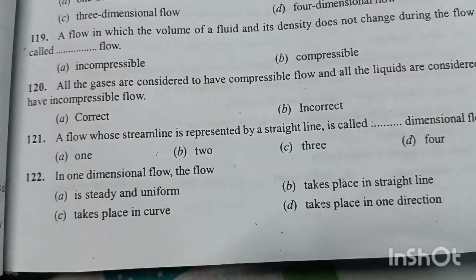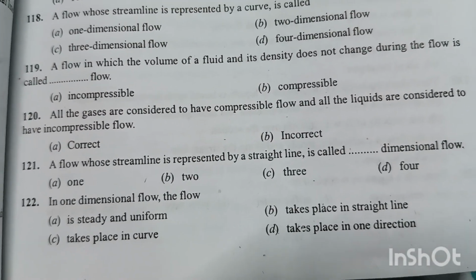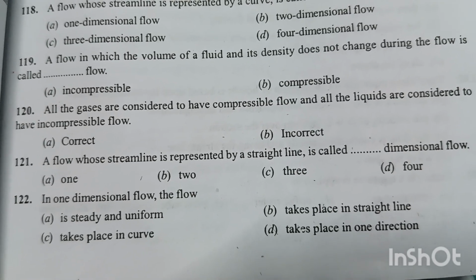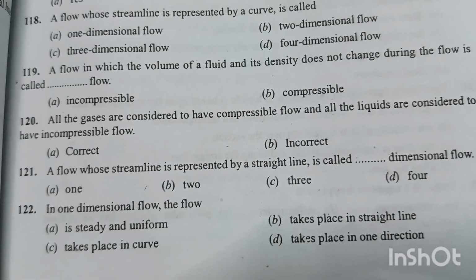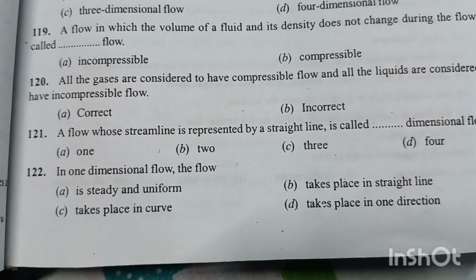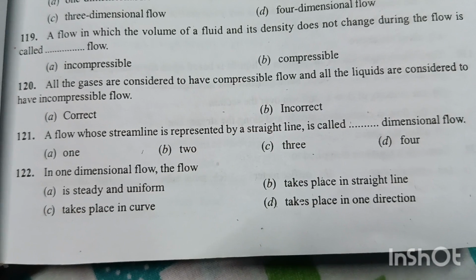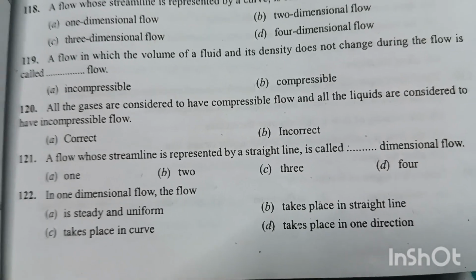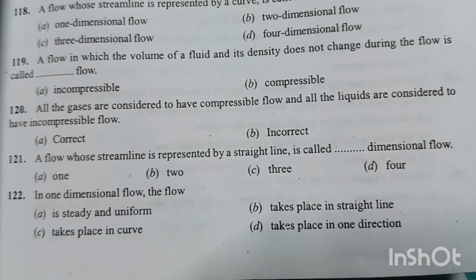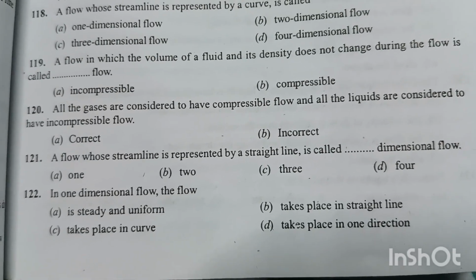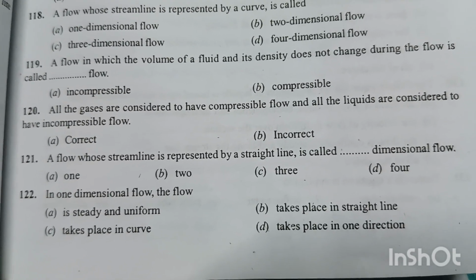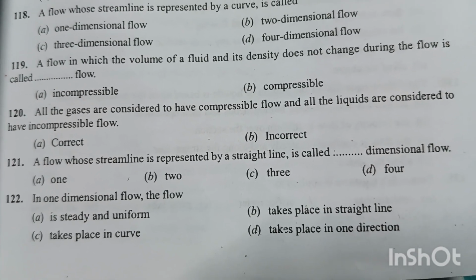Question number 120. All the gases are considered to have compressible flow and all the liquids are considered to have incompressible flow. Option A is right answer, correct. Question number 121. A flow whose streamline is represented by a straight line is called one dimensional flow. Option A is right answer. And a flow whose streamline is represented by a curve is called two dimensional flow, and the flow whose streamline is represented by space is known as three-dimensional flow.